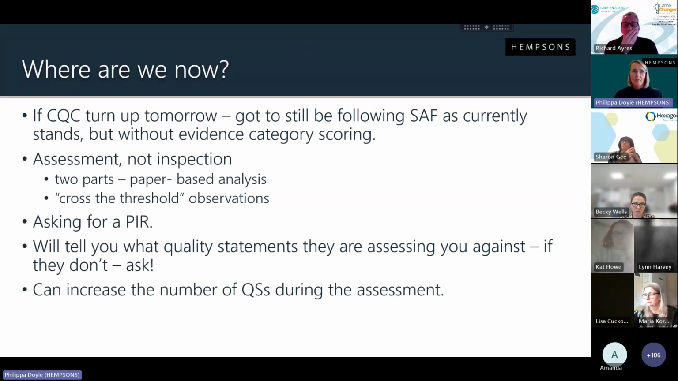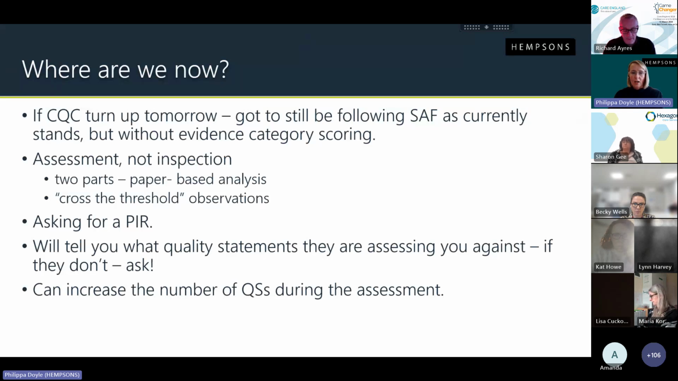When they come into the service, they should tell you what quality statements they are assessing you against. And if they don't, then ask them. You're entitled to ask. You're not being cheeky by asking. You need to know what they're assessing you against so that you can make sure that you provide them with the right information to be able to answer those quality statements.